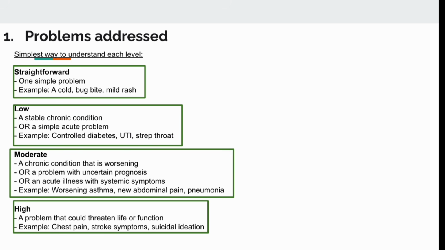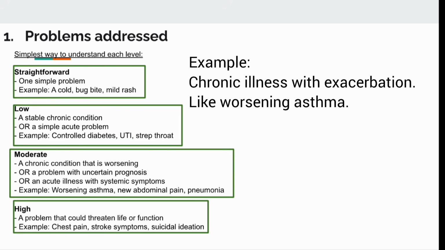Okay. So, what do you mean by problems addressed? Problems addressed is the severity and complexity of the problems the provider is actually managing today. For example, if the patient is having a chronic illness with exacerbation, like worsening asthma, then what would be the level of problems addressed? It would be moderate, because under moderate you can see there is chronic illness with exacerbation, that is a chronic condition which is worsening. So the level of problems addressed will be moderate in this condition. Okay.